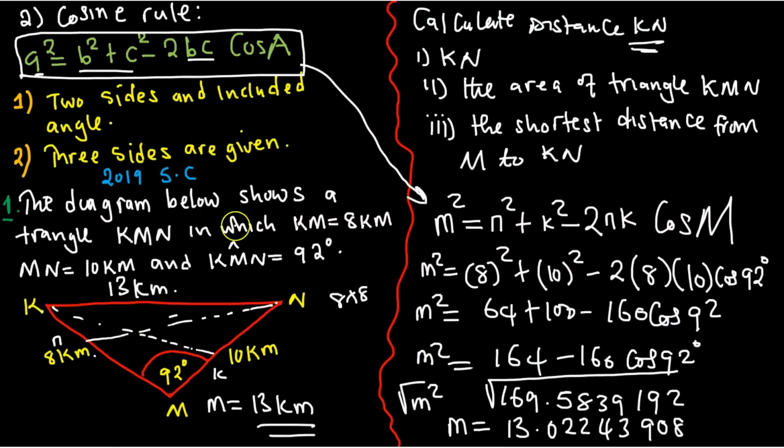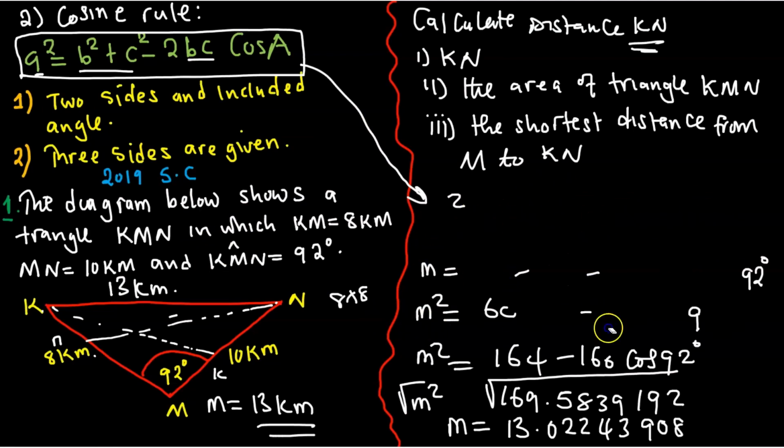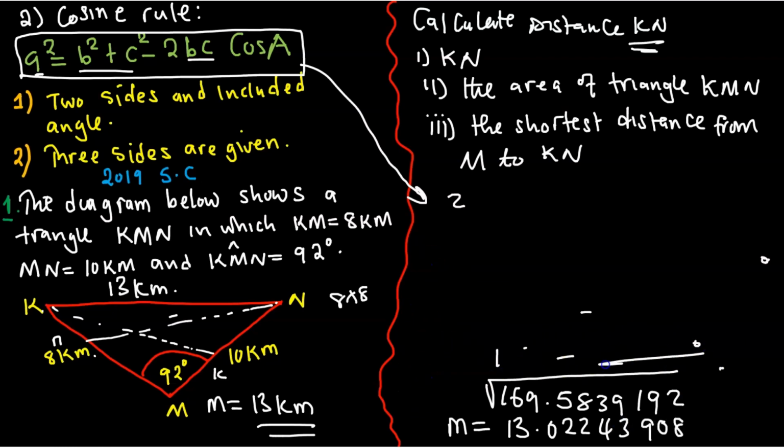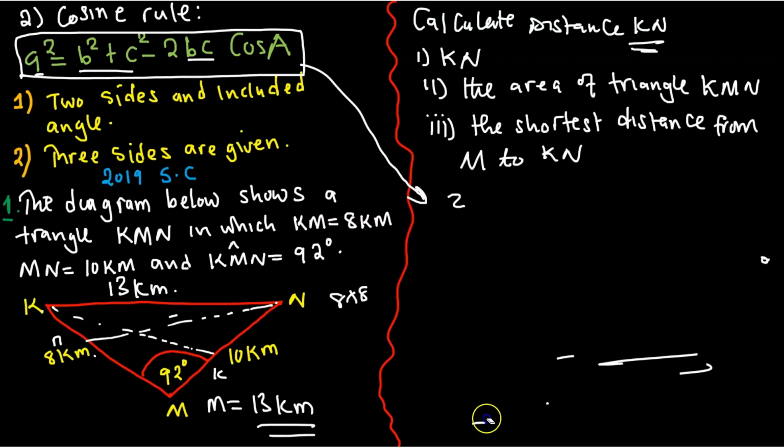Okay. Then now let us look at the next question. So I'll clean this one. The next question is find the area of the triangle KMN. Find the area. How do we find the area? Okay, so in finding the area, we are going to use the formula for a non-right angle triangle. And what is the formula? If you viewed my video on sine rule, you should be aware of the formula that we apply.